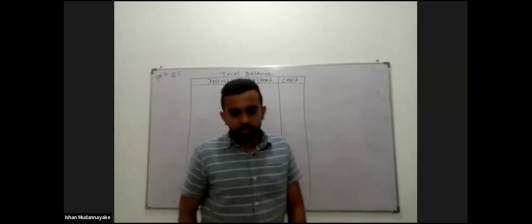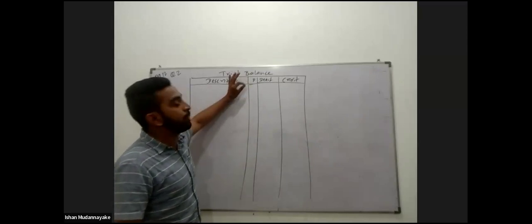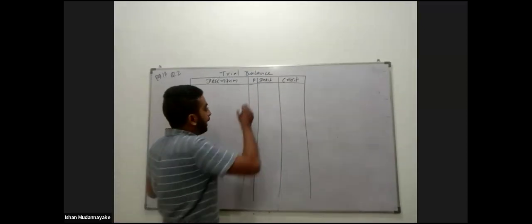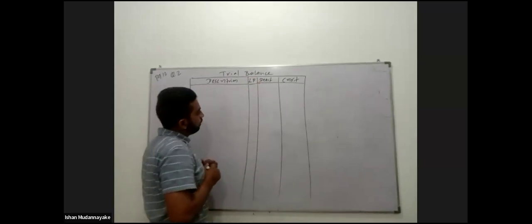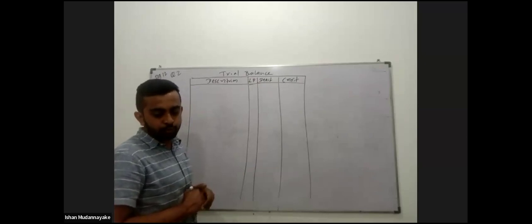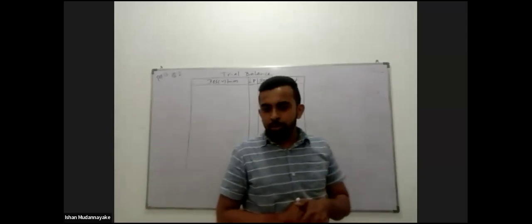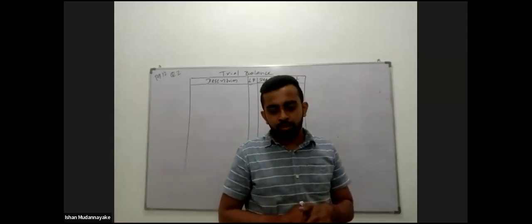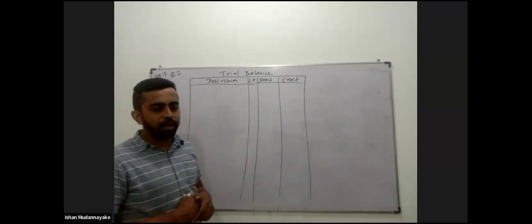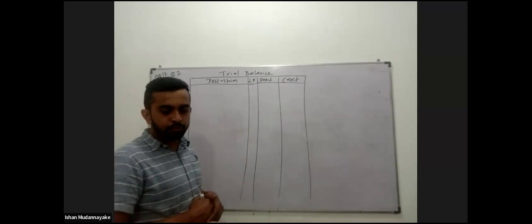LP column. Not CP, but LP: ledger page or ledger folio, LF. If the examiner asks you to draw a trial balance, then it is better to draw the LP column. That is a structured format of the trial balance.